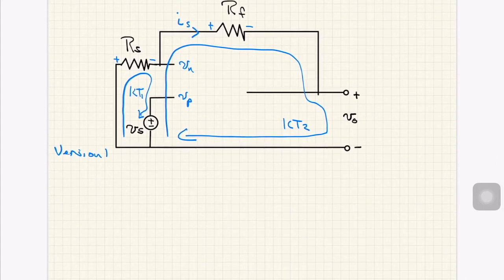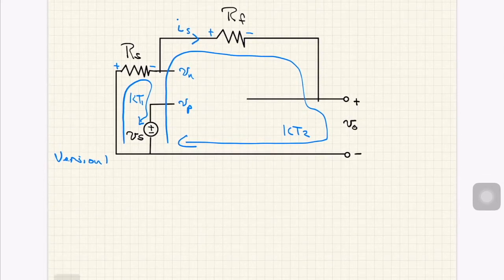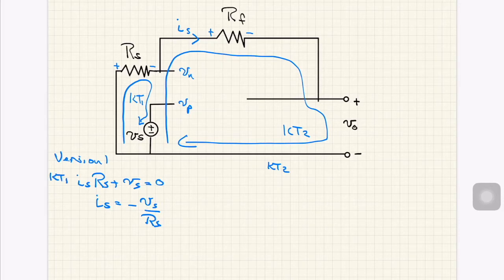So I can say from KT1, and I like to lay them out this way, where I put IS times RS plus Vs, and you can see we've just gone around the loop respecting the sign conventions, equal to 0, from which I can easily write IS is equal to minus Vs over Rs. So now I've isolated that KT1 and also simplified the current expression. Now I can say from KT2, and oftentimes I'll stick a little label KT1, KT2, so I know what I'm deriving this information from.